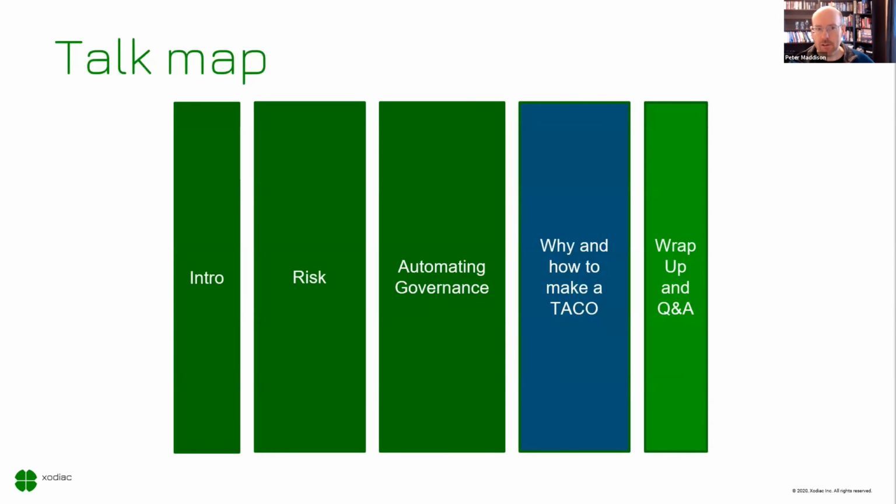So if we've done an introduction, value delivery, or reasons for a lot of this, we talked about risk and DevOps and the things that can do to help with that. We've talked about automating governance and the ways that we start to build up pipelines and integrate those, and some of the pieces around that. So the next part of this is, well, how about why and how to make a taco?